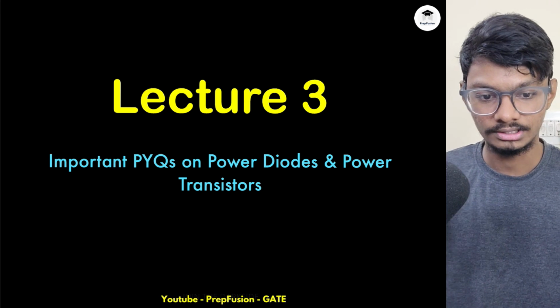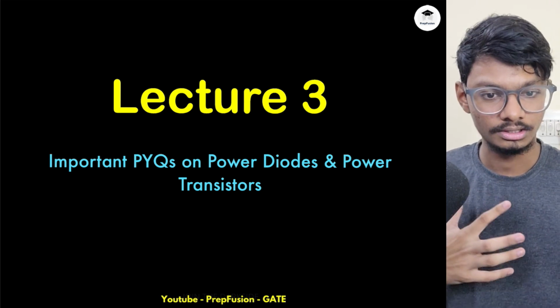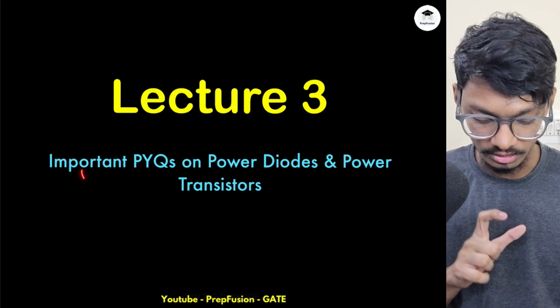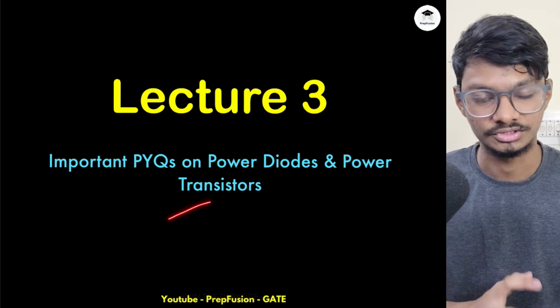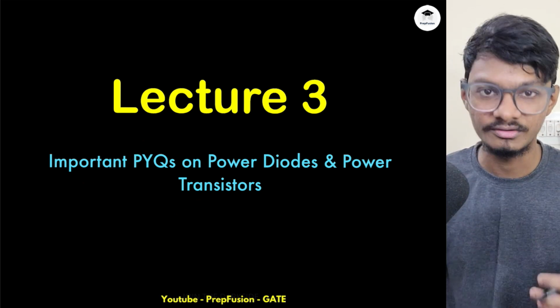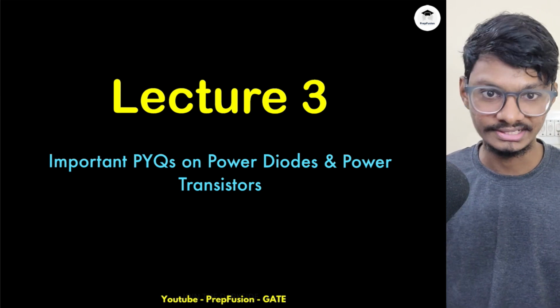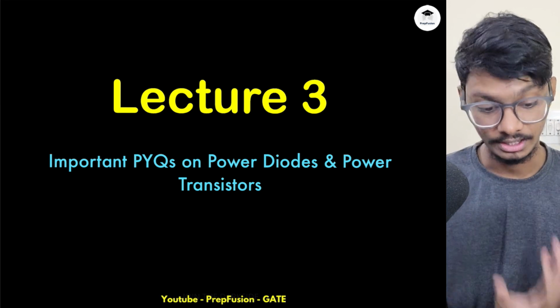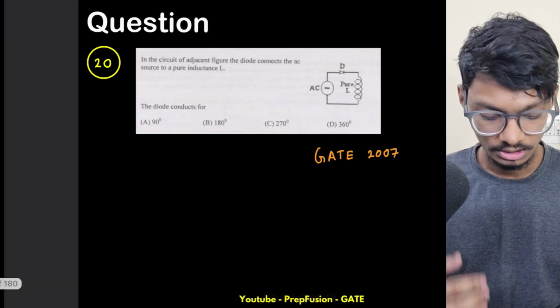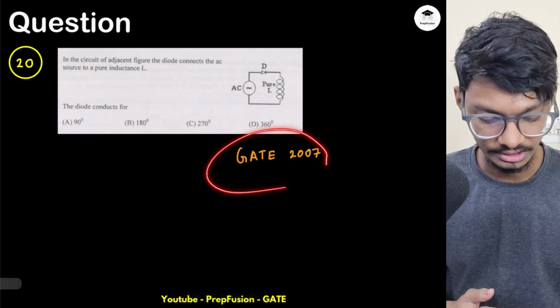So the plan was to start SCR, but let's do a few important questions on power diodes and power transistors, whatever we studied. So to quickly revise the things we learned, and to validate whether what we have learned is important for GATE and other examinations or not. So this is the first question. This question came up in GATE 2007.